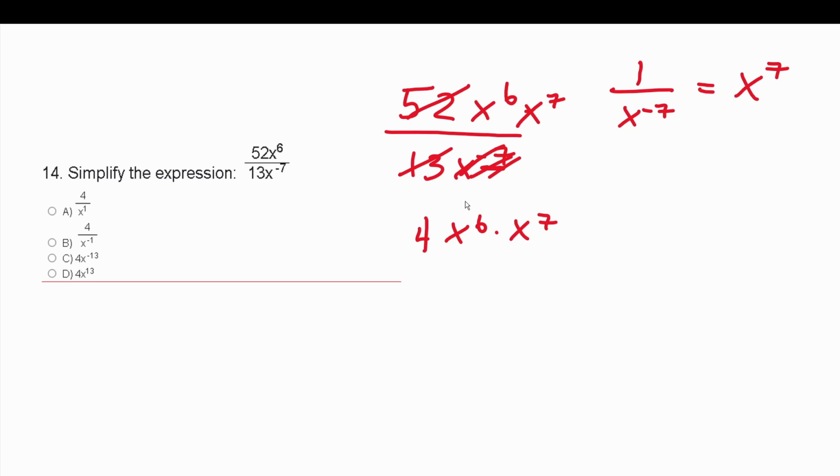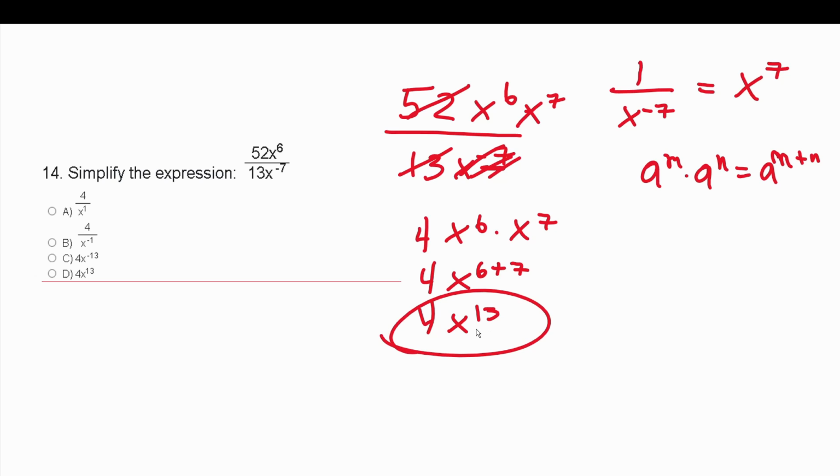Okay, so now we're just dealing with the product rule again. Again, the product rule is a to the m times a to the n equals a to the m plus n. And that's what we have here. We have 4x. These bases are the same. They're x. So we're going to add their exponents, 6 plus 7. 4x. 6 plus 7 is going to be 13.